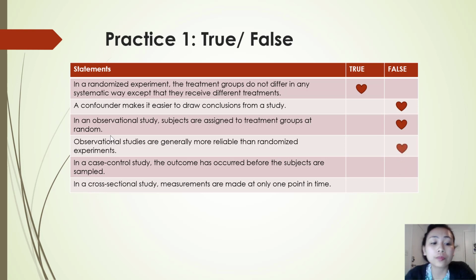So this is false. Next, in a case control study, the outcome has occurred before the subjects are assembled. Is it right or wrong? Yes, this is true, because we wait until the outcome has occurred to decide the subjects that are assembled. So this is true. The last one is a cross-sectional study.